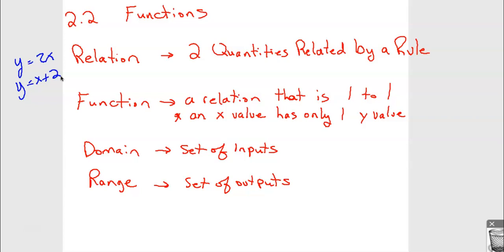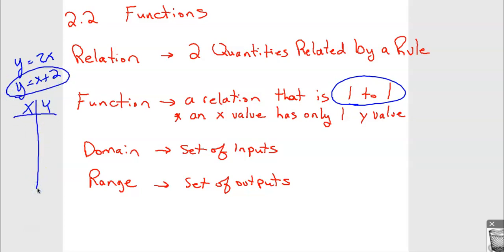Now, a function is a relation that is one-to-one. That you definitely need to know. Each x value has only one y value. Let's look at this example, y equals x plus 2. If we made an xy chart and started plugging in random x's, like 0, 1, 2, 3, notice that when we put one number in, we get one number out, every time.